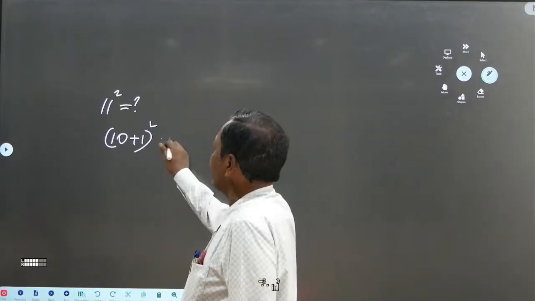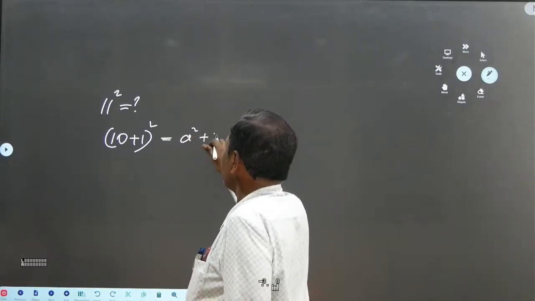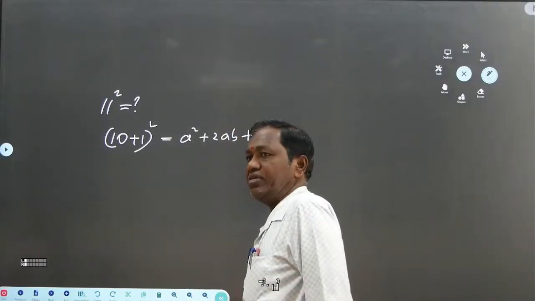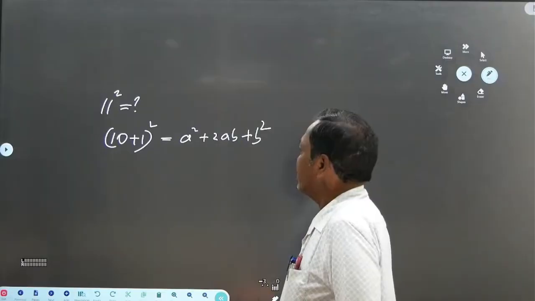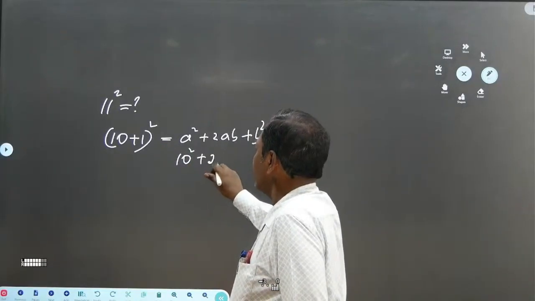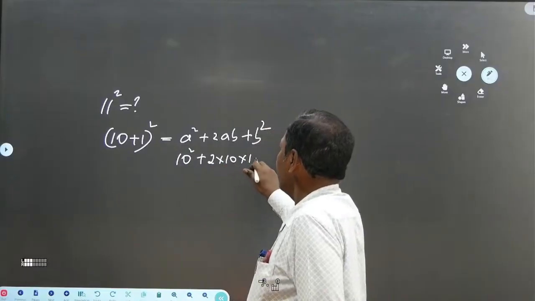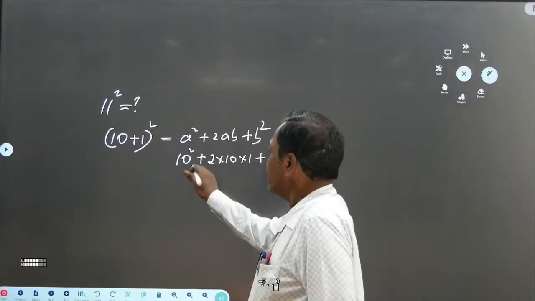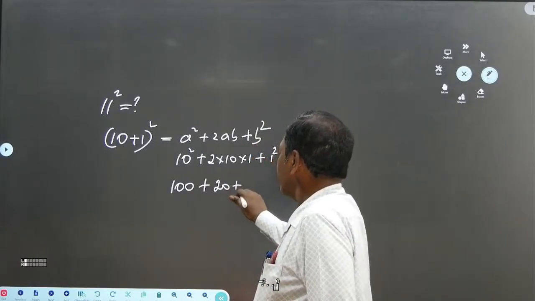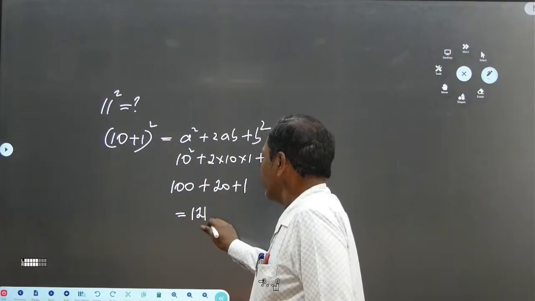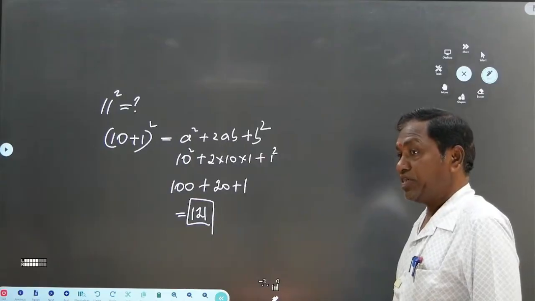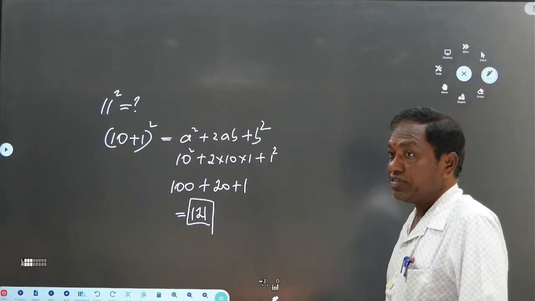What is the a plus b whole square formula? a square plus 2ab plus b square. You take it like this for our comfort. Now this is 10 square plus 2 into 10 into 1 plus 1 square. It means 100, plus 20, plus 1, so 121. See that. This is required for CSAT, especially. I don't know how the questions are designed.